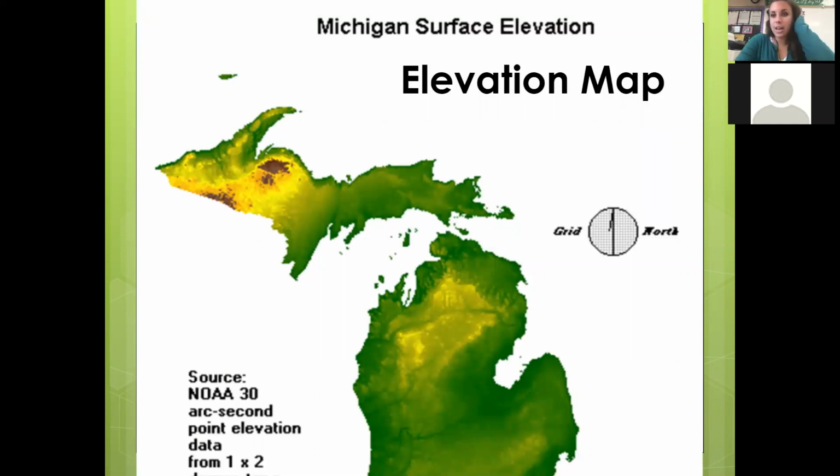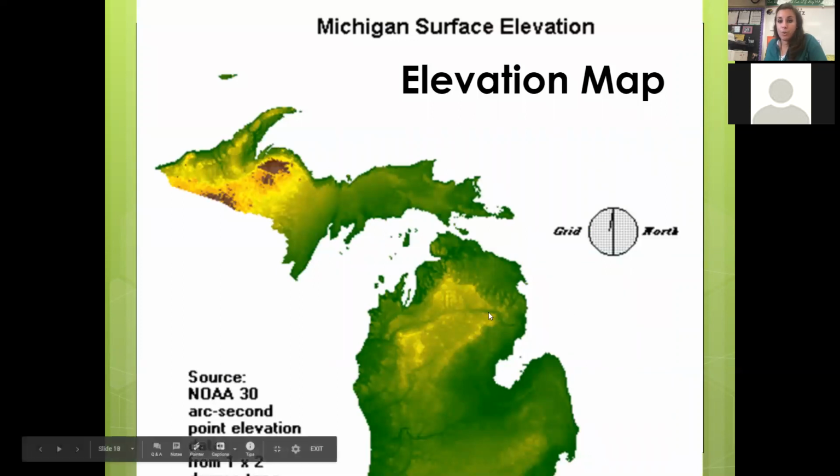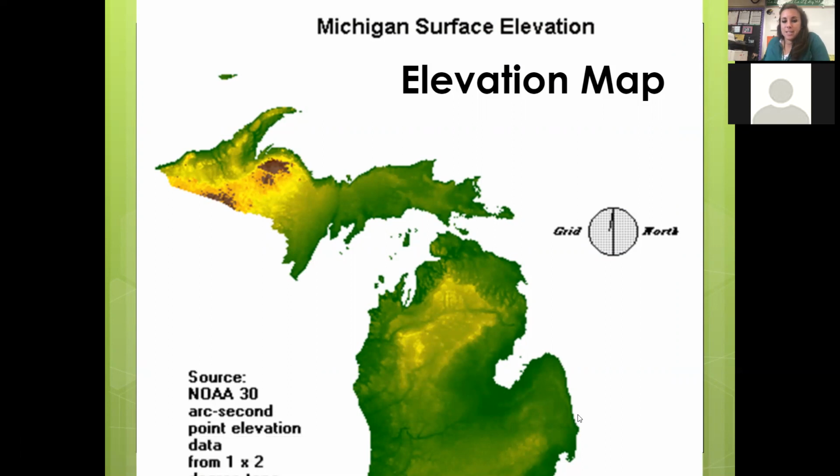Now we're going to take a look at an elevation map. An elevation map shows how high and how low Michigan's land is. When it's green on the map, so here we have the Upper Peninsula, and down here we have the Lower Peninsula. When it's green, that means the land is very flat. So you know we live down here by this thumb. It's not going to let my cursor go. We're a little farther south than where my cursor is. Sorry about that. I don't know why it's doing that.